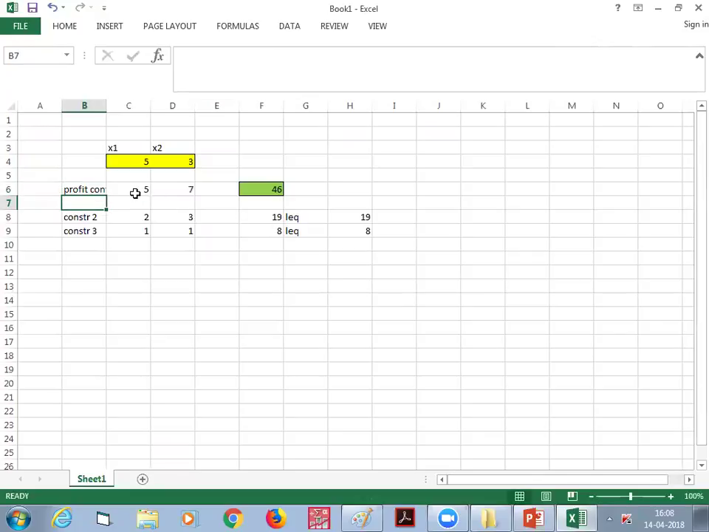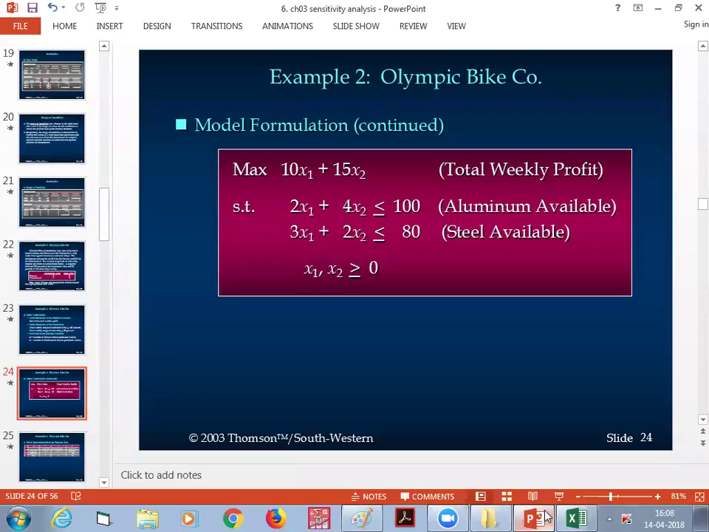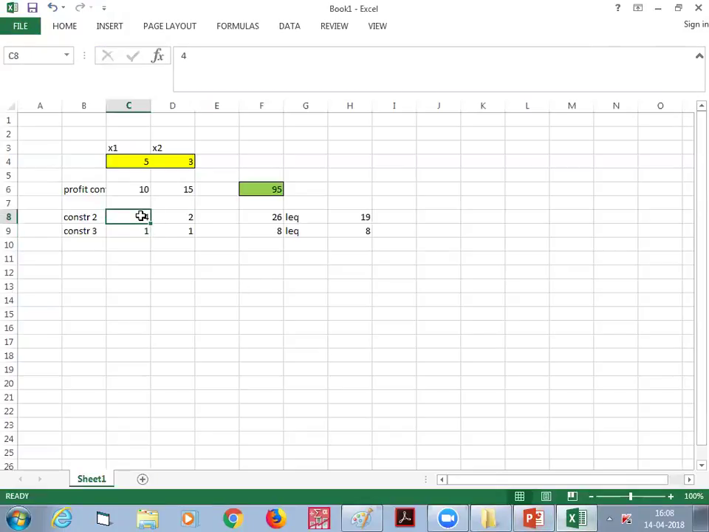Okay, what are the profit contributions? 10 and 15, right? And here we had 4 and 2. And here we had 3 and 2. 2 and 4, okay. 2 and 4, 3 and 2.